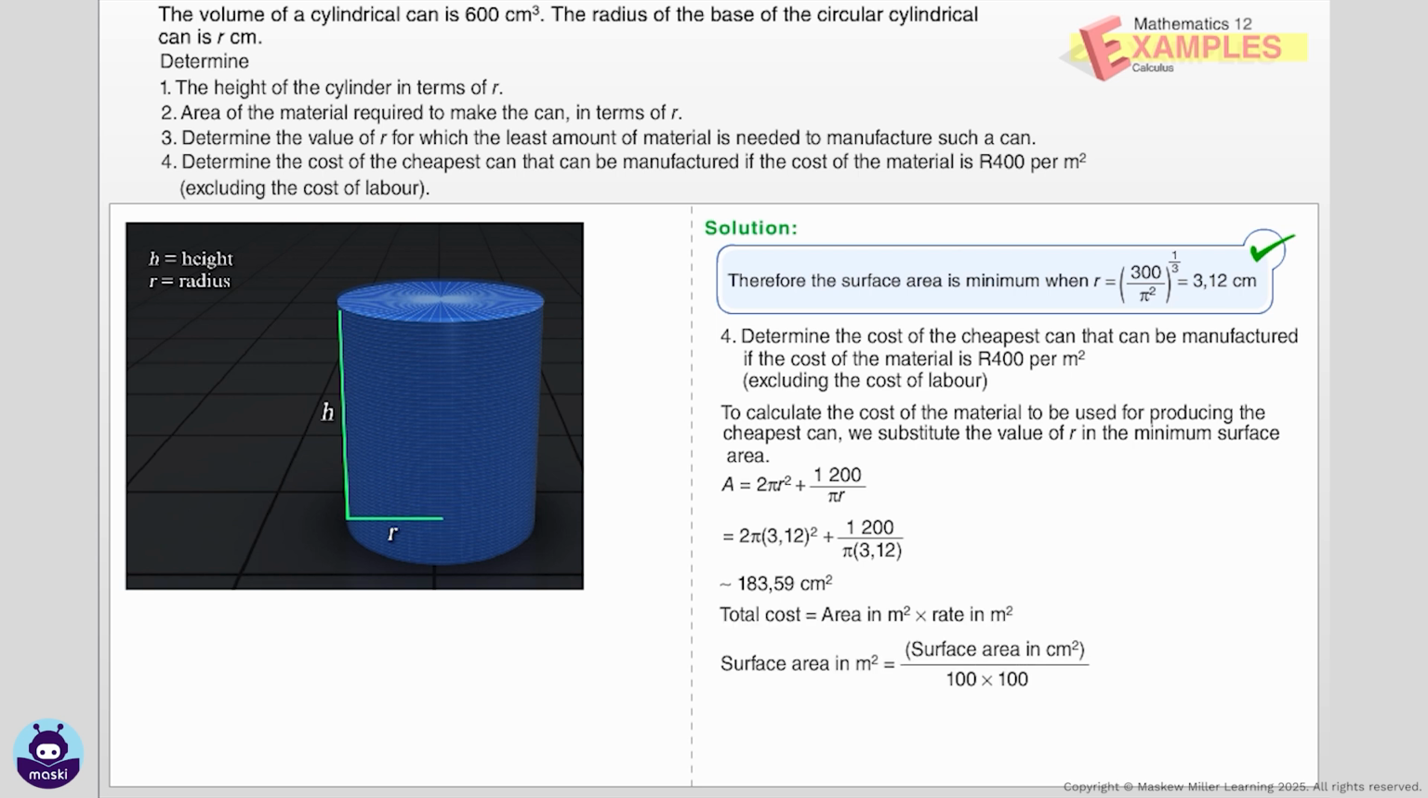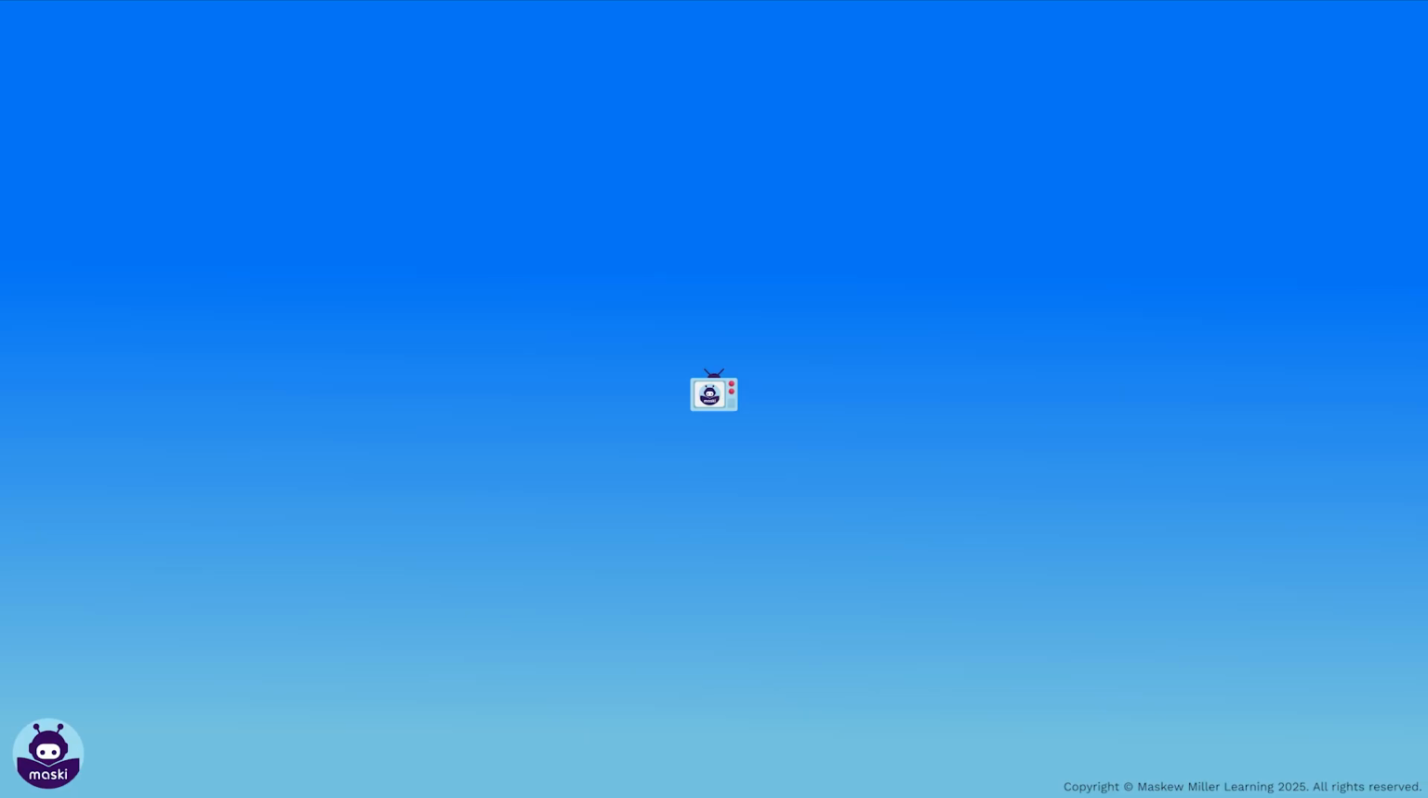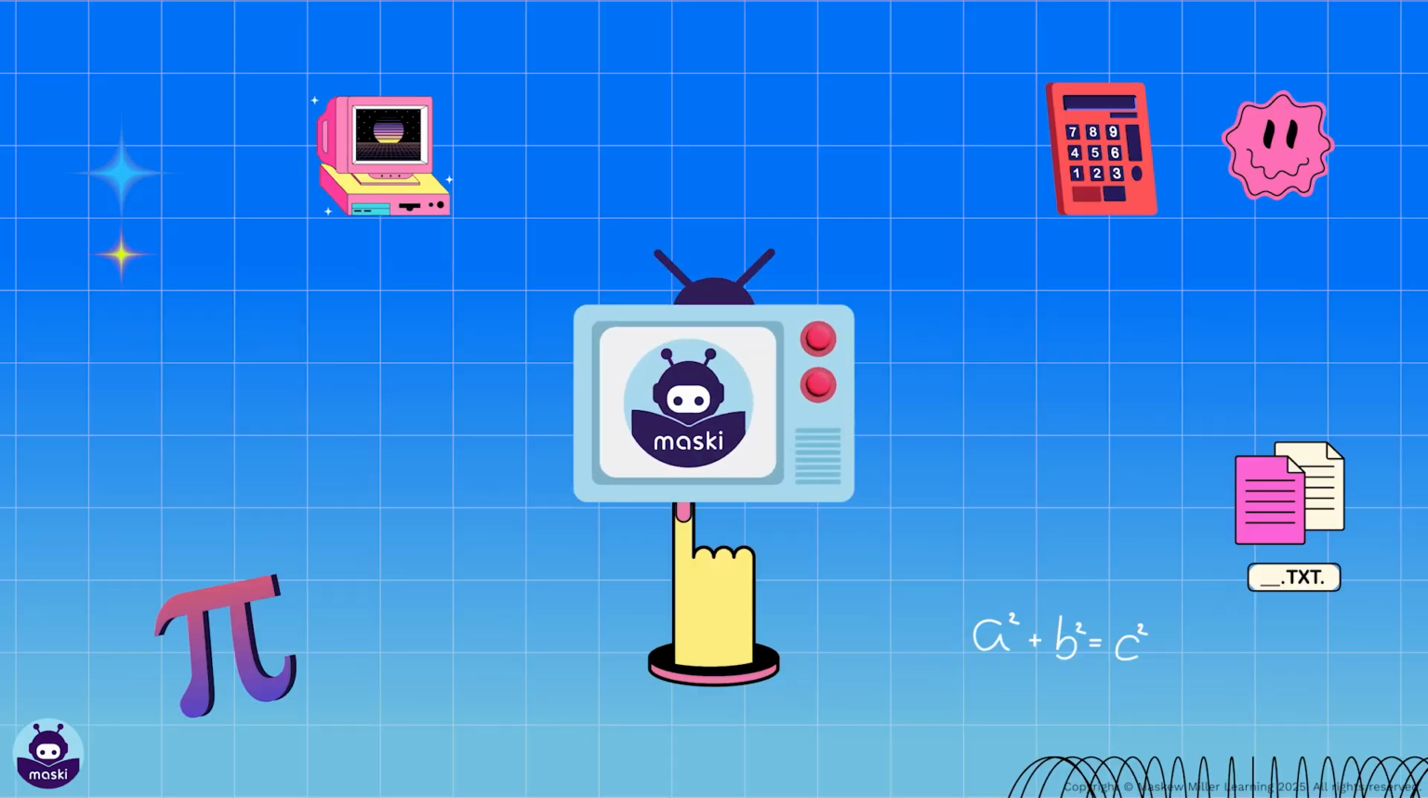Surface area in meter square equals surface area in centimeter square over 100 times 100. Multiplying the surface area with the rate per square meter, we get total cost equals 183,59 over 10,000 times 400 equals 7,34 Rand.